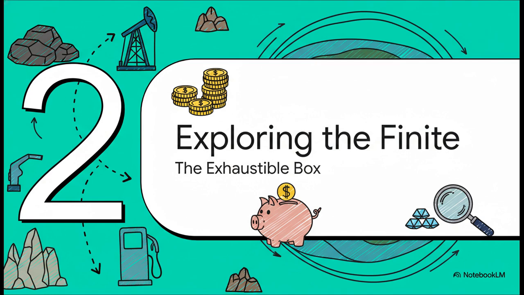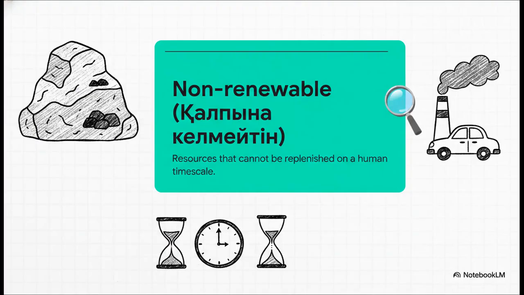Okay, so let's go down that left path first. Let's zoom in on that exhaustible, that finite side of things. What exactly is in our planet's limited savings account? And right away, the chart splits this category again. First up, non-renewable resources. Now, we hear this term all the time, but the definition is absolutely crucial.